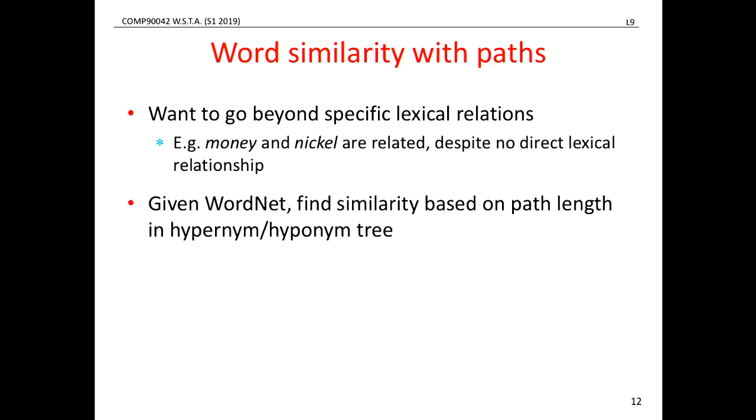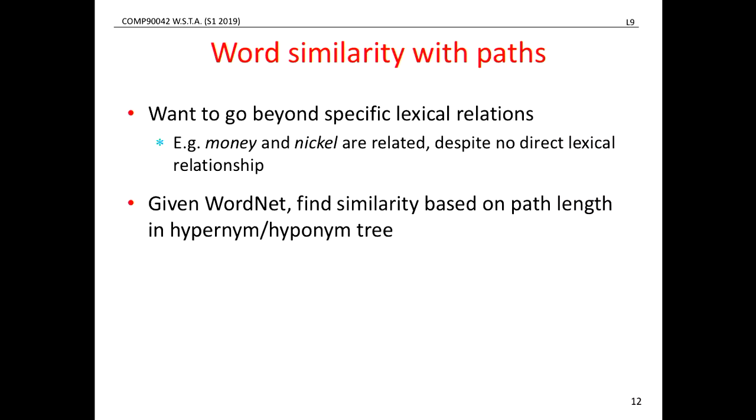So we want to go beyond just looking at something simple. So words like money and nickel are related. This is an American example, nickel being their 5-cent coin, is it? I don't know, 5 or 10. No, that's a dime. I think it's a 5-cent coin there. So we'd expect that to be encoded somewhere in the graphical structure.